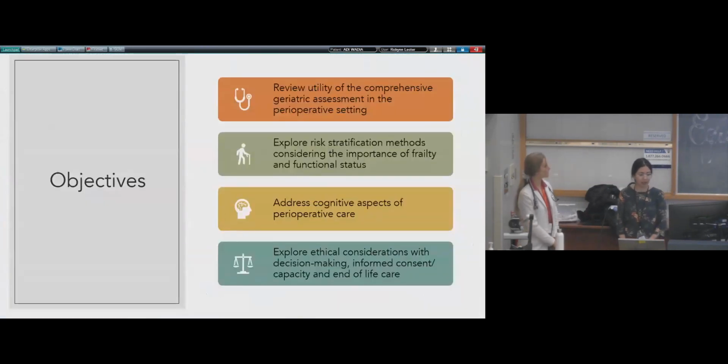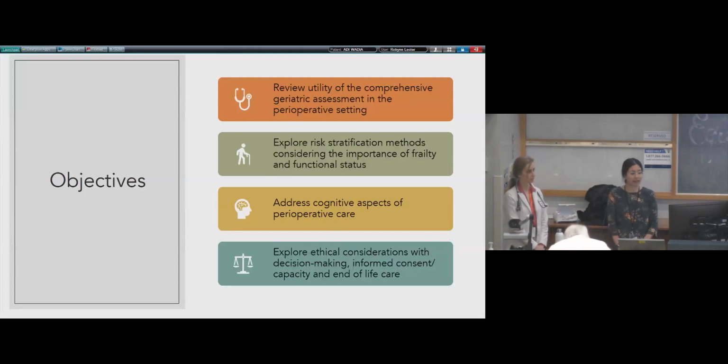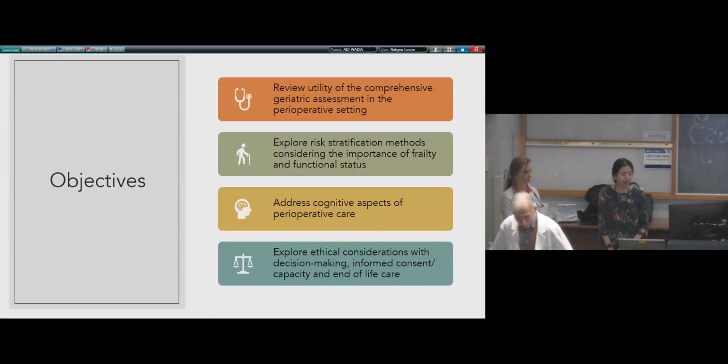So over the course of the next 45 minutes or so, we'll go over the utility of the comprehensive geriatric assessment in the perioperative setting. We'll look at the risk stratification methods that we use during our assessments, recognize the importance of frailty and functional status when making perioperative decisions, addressing the cognitive aspects of perioperative care, and then looking at decision-making, informed consent, and capacity, as well as planning for end-of-life care in that environment.